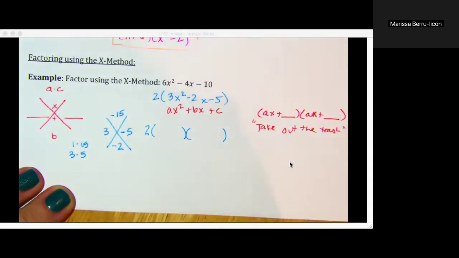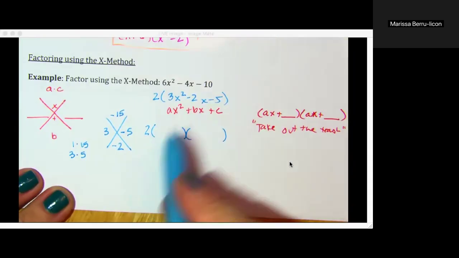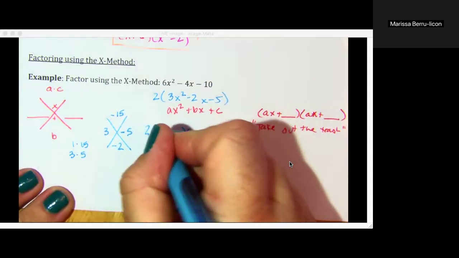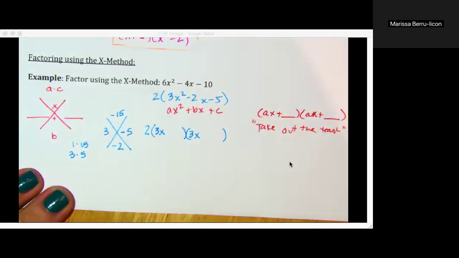It's kind of a catchy thing. Hopefully it will help you remember this step, because this is the step that some students forget. If you have an A value of 3, then I'm going to put 3x here and 3x here. Now, if I were to leave both of those in there and check my answer, multiplying 3x times 3x, I'd get 9x squared. So I know that there's an extra 3 in there.